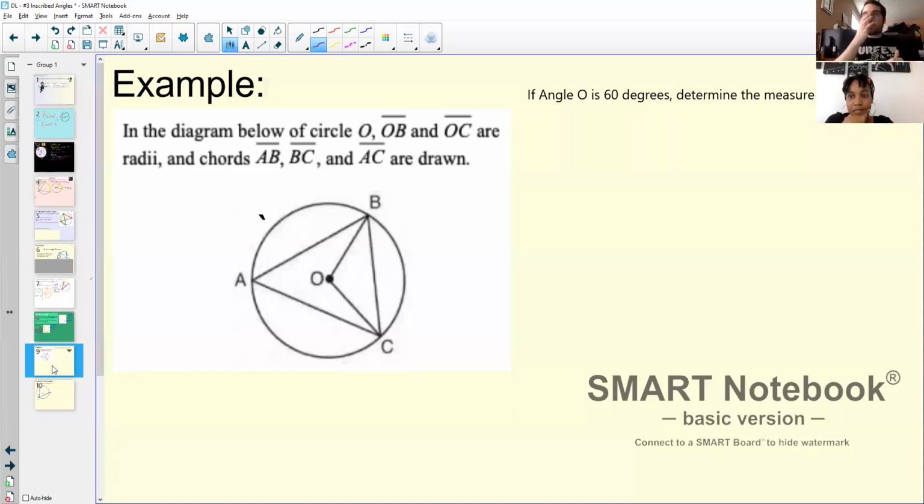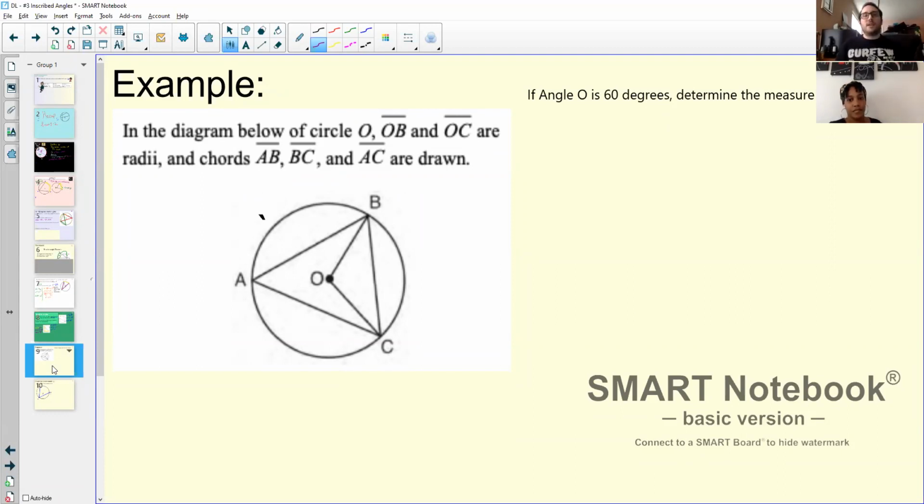Now we want to show you what this is going to look like on the regions. This is literally taken from the regions. The question says, in the diagram below of circle O, line segments OB and OC are radii, and chords AB, BC, and AC are drawn. If angle O is 60 degrees, determine the measure of angle A.